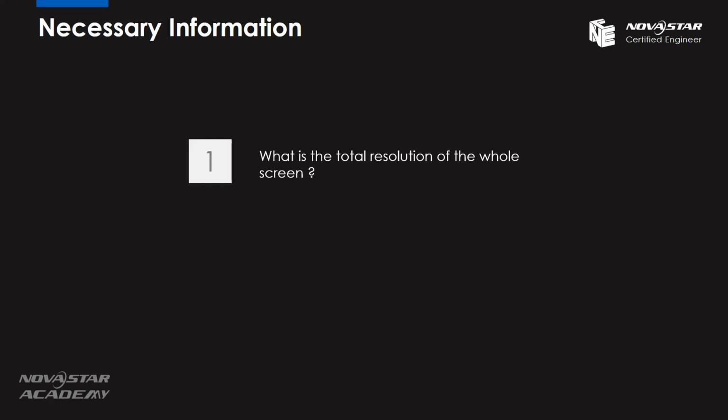From this information, we will know how many output ports or how many sending cards we may use for this project. I may have some ideas about the sending card type, but I'm not very sure, because I also need the second information to help me confirm what sending card to use, which is what video source the customer will use. Because for different sending cards or different controllers, we have different video source inputs. So this will help us to give the correct answer to the customers.